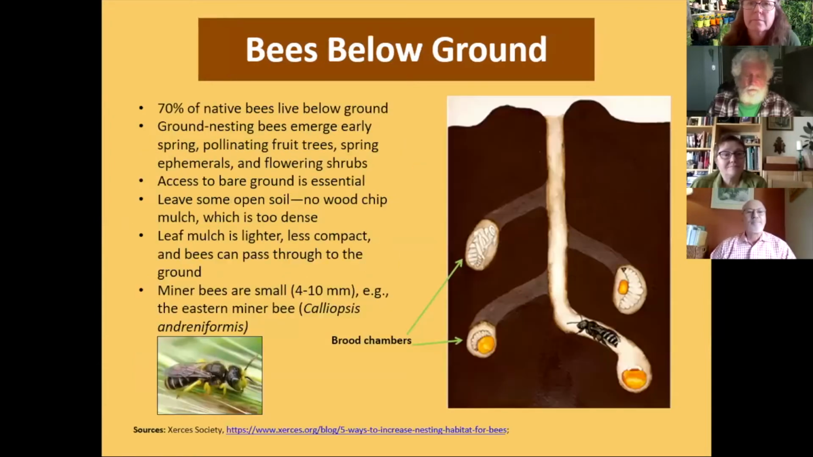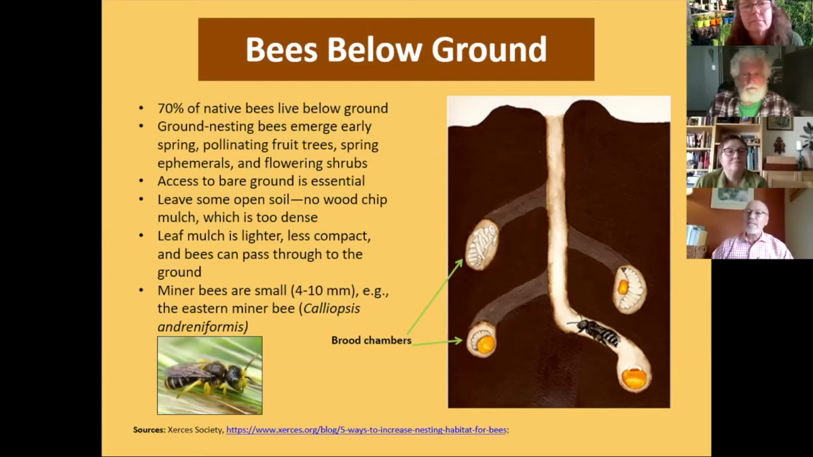Okay, next slide. Now let's talk about bees below ground, which is about 70% of the native bees. Those include the bumblebee that I showed in the other slide. So they emerge early in the spring. They pollinate fruit trees, spring ephemerals like spring beauties and bloodroot, and flowering shrubs. So in March, when you see in your garden a big bumblebee, then that is the queen bee who has emerged early to begin feeding, to lay her eggs and feed the larvae that will develop below ground.